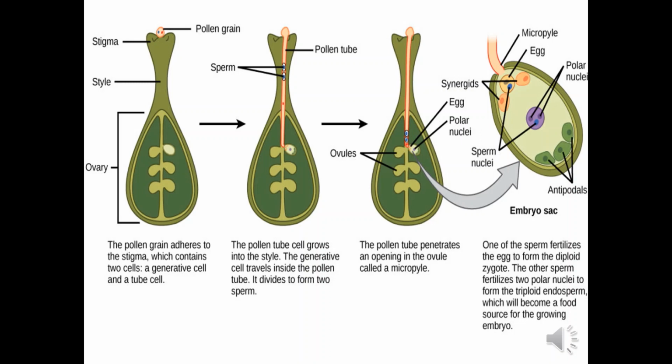When they reach the micropyle, they are able to do the double fertilization. With whom? One sperm fertilizes the egg, and the other sperm fertilizes the polar nuclei, or the endosperm. If you look at the last statement here, one of the sperm fertilizes the egg to form the diploid zygote, and another sperm fertilizes two polar nuclei to form the triploid endosperm. So what is the function of the endosperm? It provides a food source to the embryo, so that the embryo is able to grow and become a mature seed.